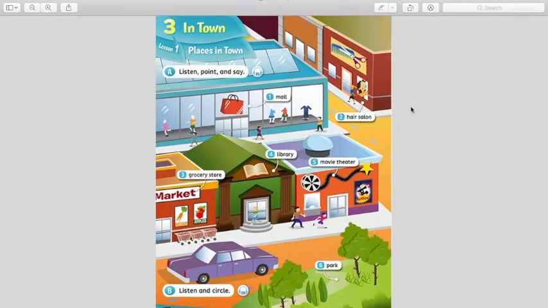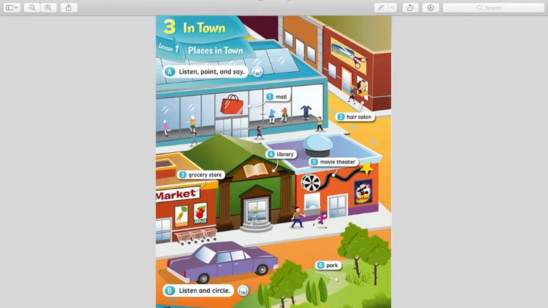Okay, so here we have page 28 from your student book, and we have a whole town here. So this is the whole town. That's why it says here Unit 3, In Town, Lesson 1, Places in Town. So let's go ahead and review those places one more time.